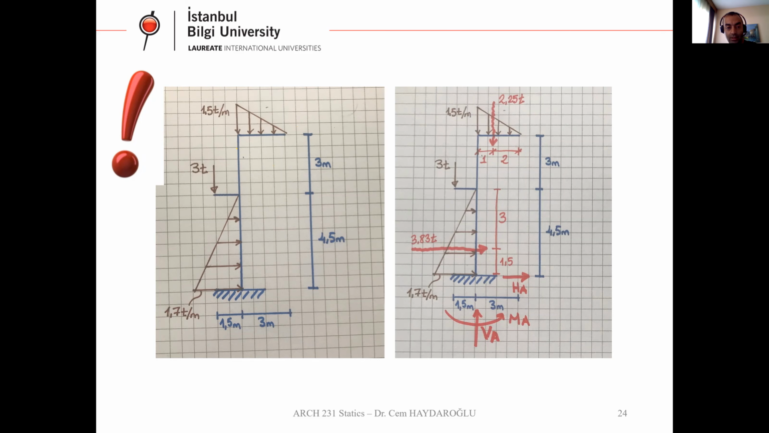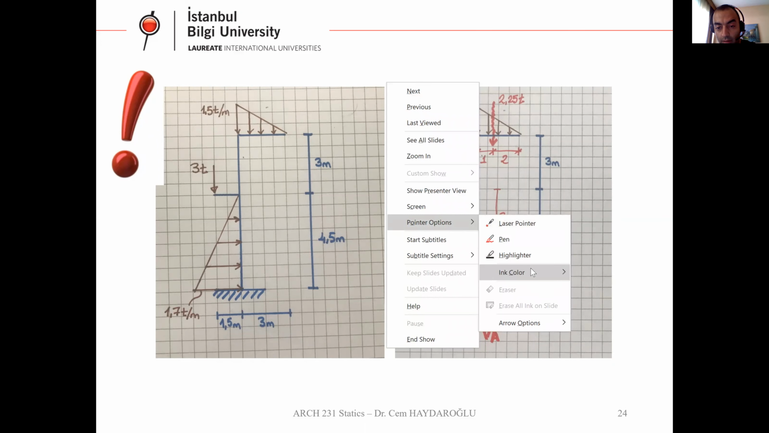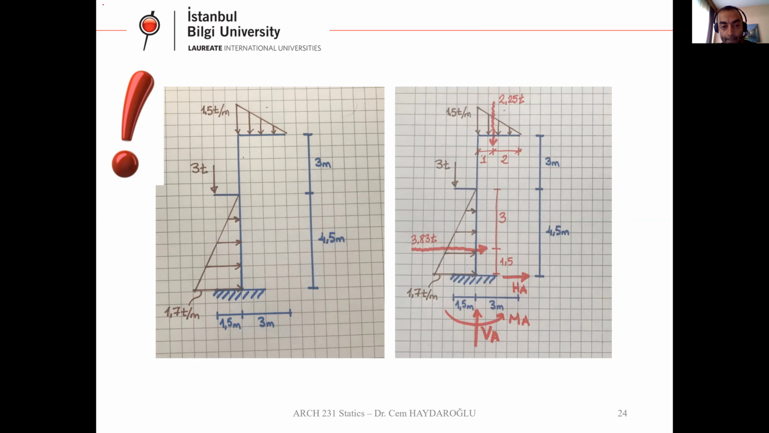Just a second. I'm trying. Let's change the color. Just a second. Here, for example, we have this one, this one, this one. These arrows don't have any meaning. They only show there is a distributed load here. It's triangular. That's it.